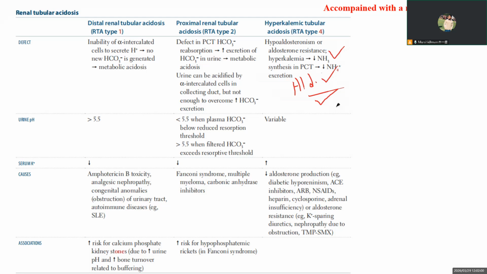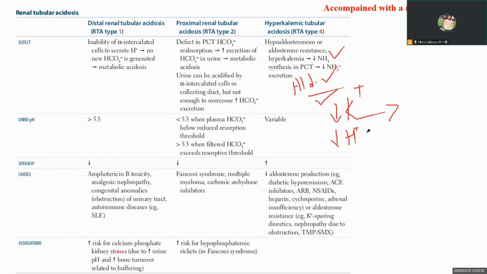So aldosterone has two critical effects. The first one, of course, is lowering the potassium. How? By secreting it out. And it also lowers the hydrogen ions, by creating the gradient for hydrogen secretion.